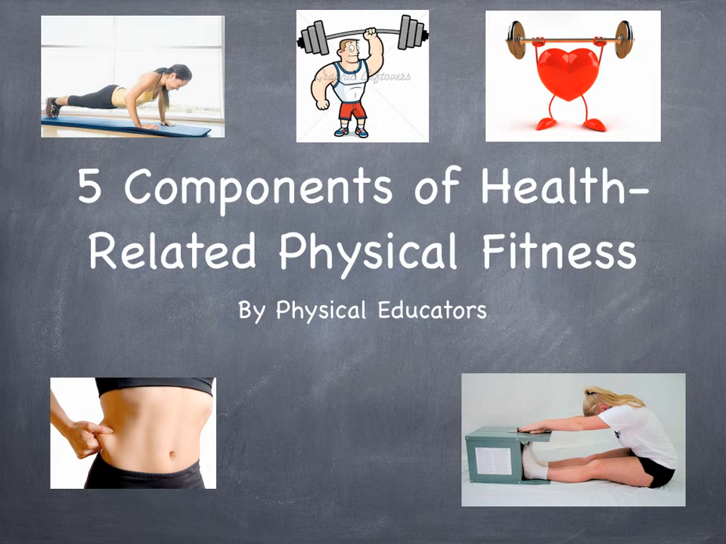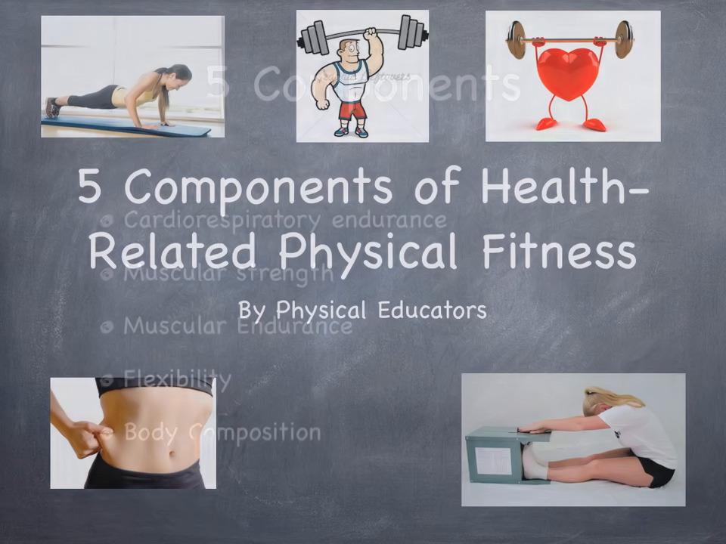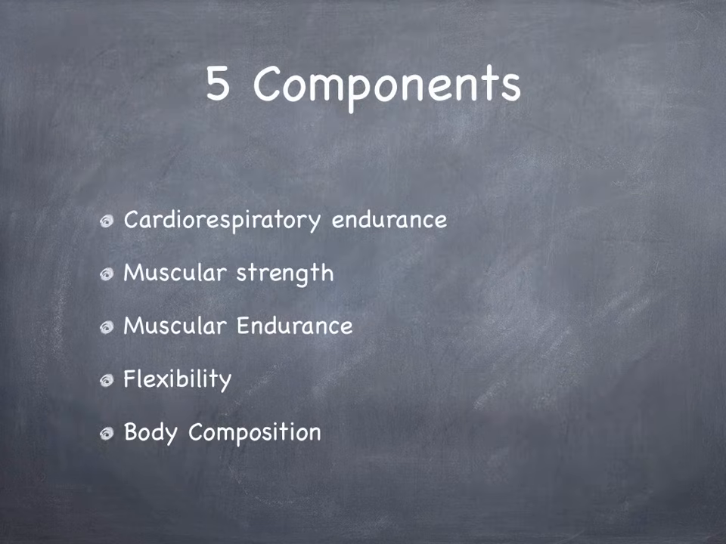Today we're going to go over the 5 components of health-related physical fitness. They are cardiorespiratory endurance, muscular strength, muscular endurance, flexibility, and body composition. We're going to go over these 5 components tonight. Follow along with the sheet that you have printed out and fill in the answers.